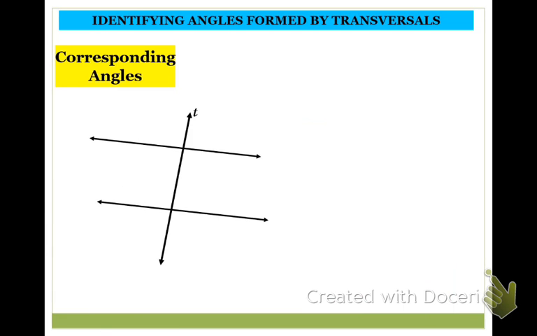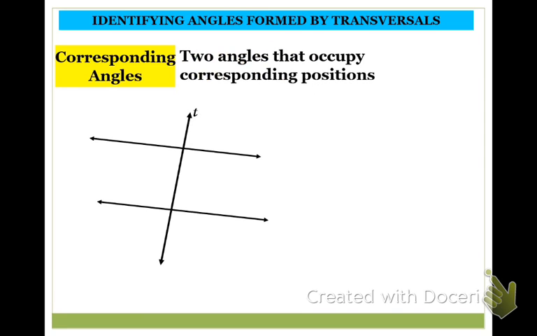So let's talk about the very first, corresponding angles. You'll find a box for corresponding. Corresponding angles occupy the same position. This is where you'll want multiple colors, like it said on the screen. Corresponding angles occupy corresponding positions.